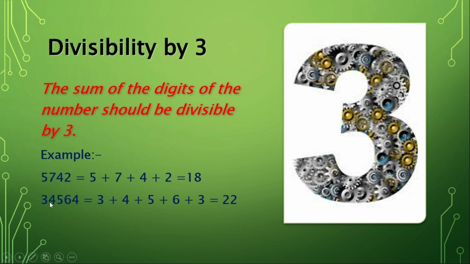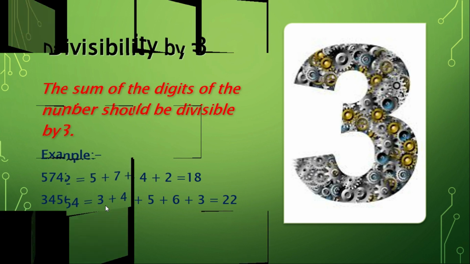But the next number is 34,564. 3 plus 4 plus 5 plus 6 plus 4 equals 22. As 22 is not divisible by 3, 22 will not come in the table of 3. So that means this whole number is not divisible by 3. So next time whenever you see big numbers and large numbers, you can easily find out by using these small tricks.